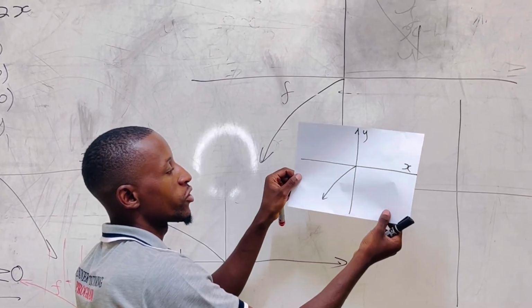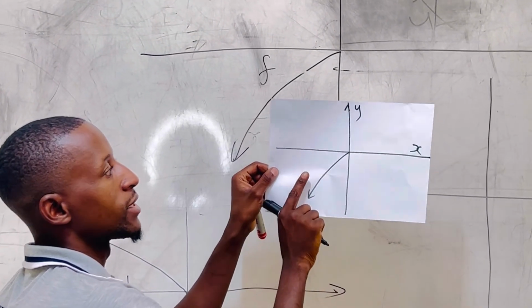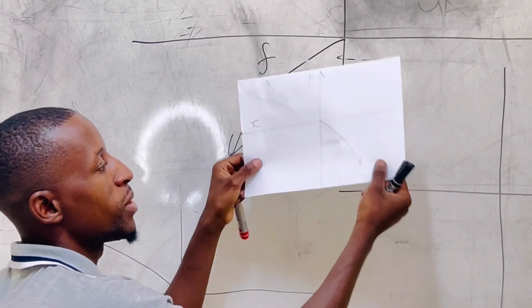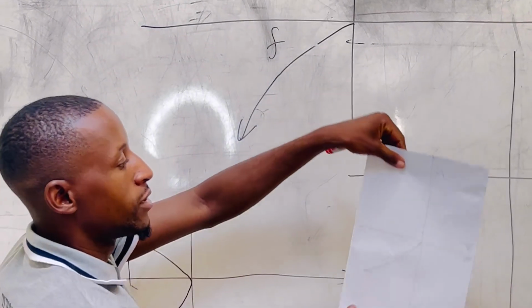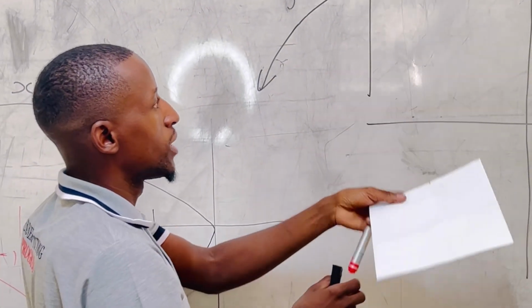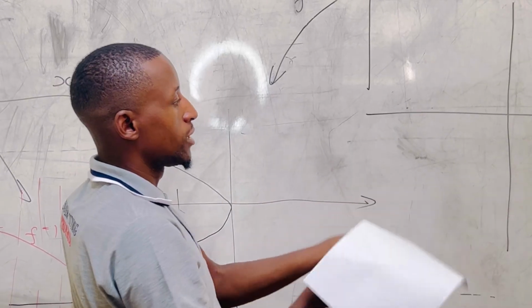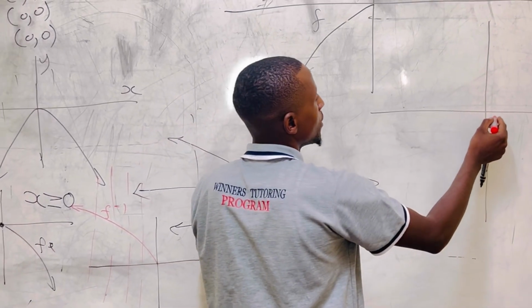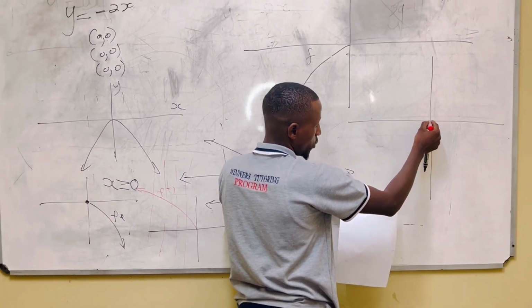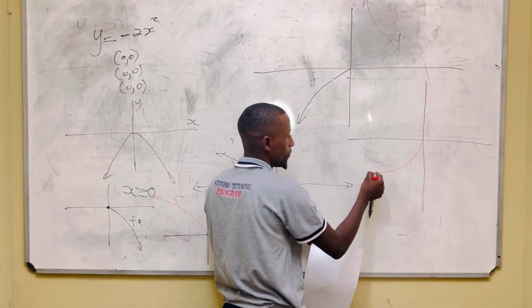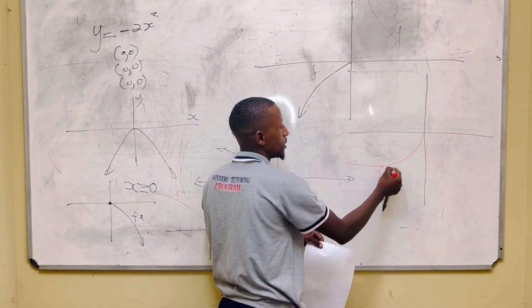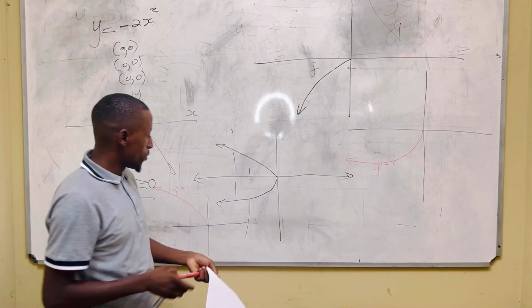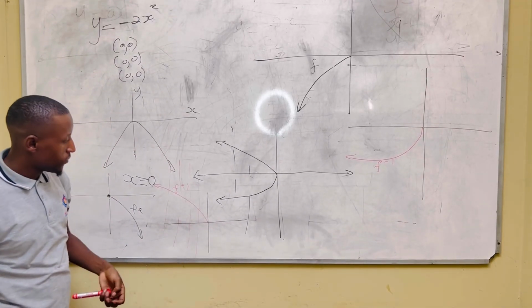This is its original graph, which is f of x. If you want the inverse, turn your paper in this way and tilt it to the right. The shape that you're going to get is in this way. This is the shape that you're going to get for the inverse. So this is how the inverse is going to be.